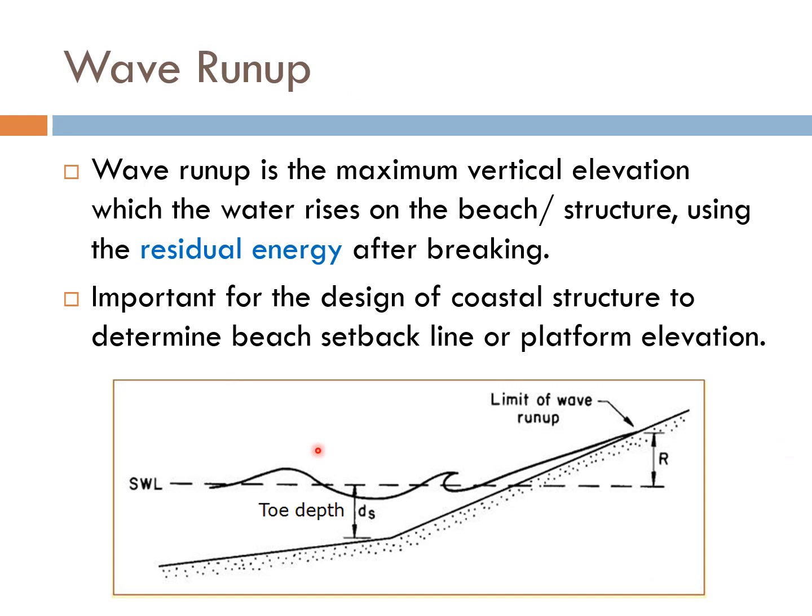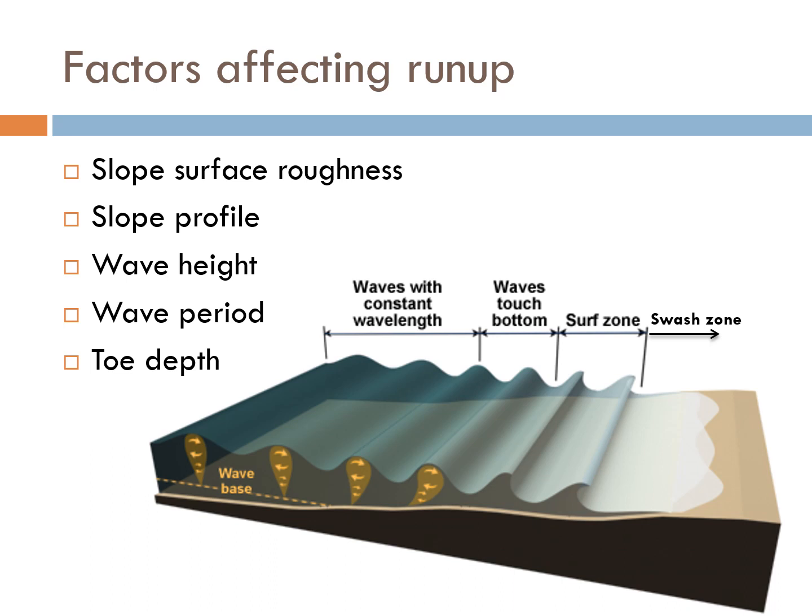Now, wave run-up is dependent on the toe depth. The toe depth is defined as the water depth measured at the point where the beach slope changes direction. So these are the major factors that affect the run-up magnitude, which includes the slope surface roughness, the slope profile, the wave height, the wave period, and also the toe depth.